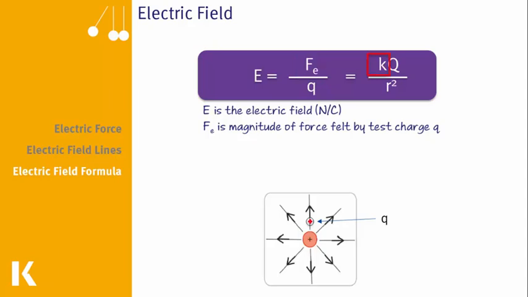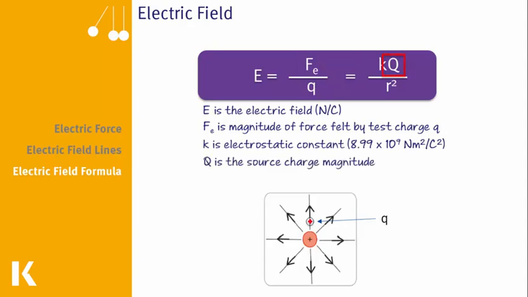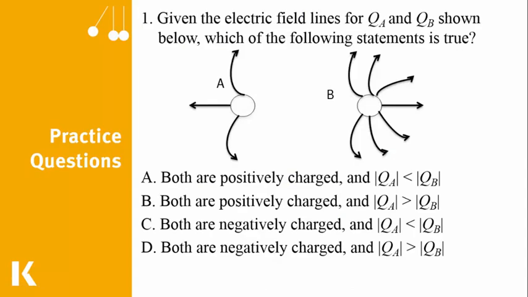K is still the electrostatic constant, and big Q is the source charge, the charge from which our electric field comes. In our diagram, the big charge in the middle is the source charge, big Q. And we still have distance in the denominator. Let's try some practice questions to test our new knowledge.